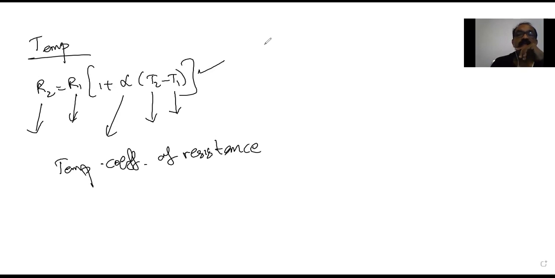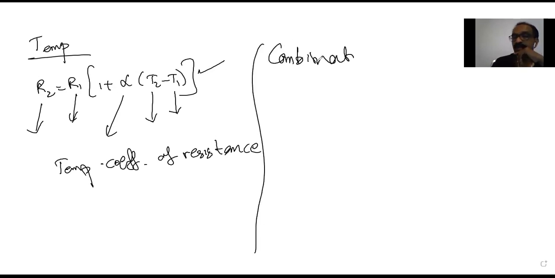Then we have another concept to think about, that is combination of cells. In fact, this year in this term we have three kinds of combinations to learn. One is combination of resistors, second is combination of capacitors, then combination of cells.